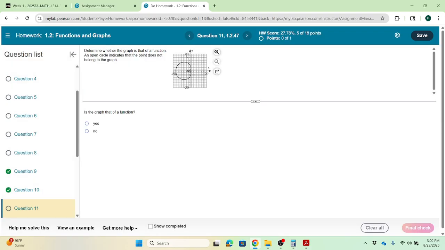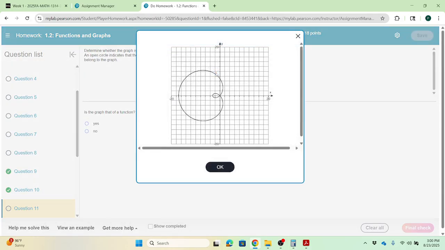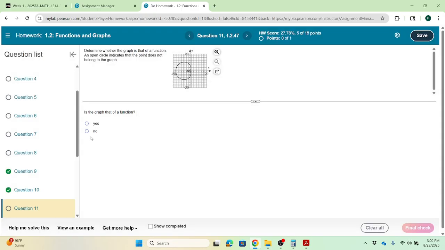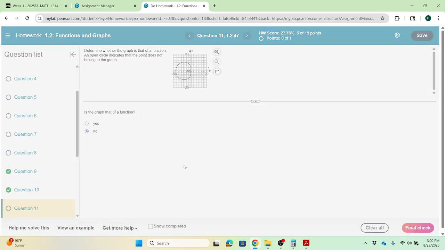Here, if I draw a vertical line somewhere here, there are so many lines, infinite lines, as you can see here, they are intersecting the graph more than once. The case supposed to be, no vertical line supposed to intersect more than once. Here we have so many vertical lines crossing the graph more than once. So this is not a function.